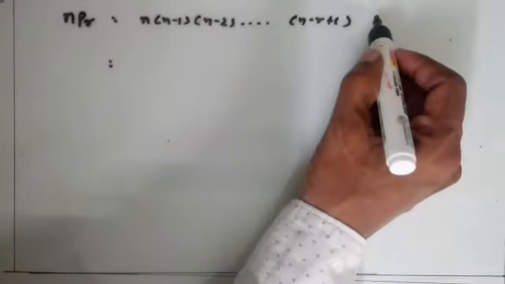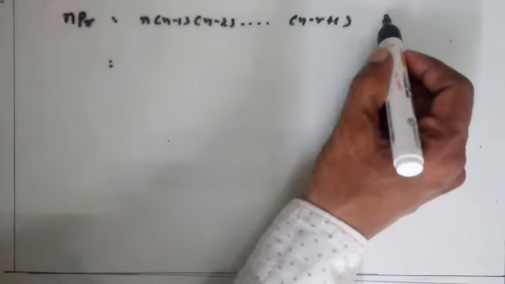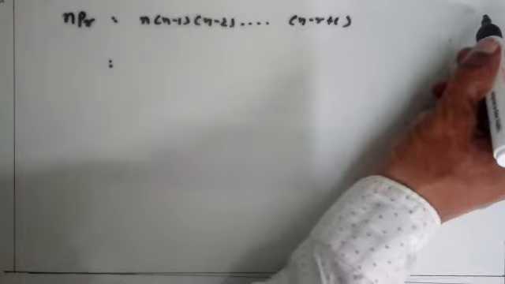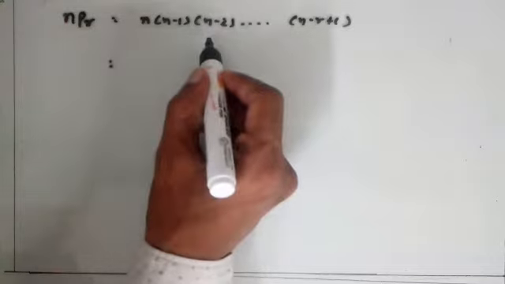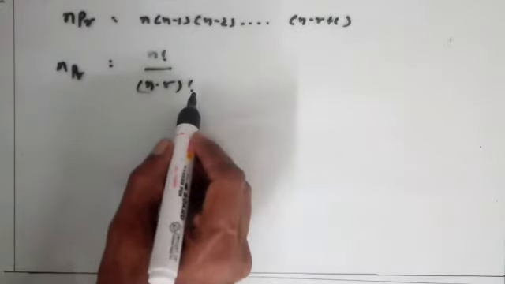Second formula: from this formula, to get n factorial, multiply by n minus r minus 1 up to 1, that is 1, 2, 3 up to n minus r, and divide by 1, 2, 3 up to n minus r. We get 1, 2, 3 up to n minus r up to n, which is n factorial upon 1 to n minus r, that is n minus r factorial. So this becomes the second formula: nPr is equal to n factorial upon n minus r factorial.